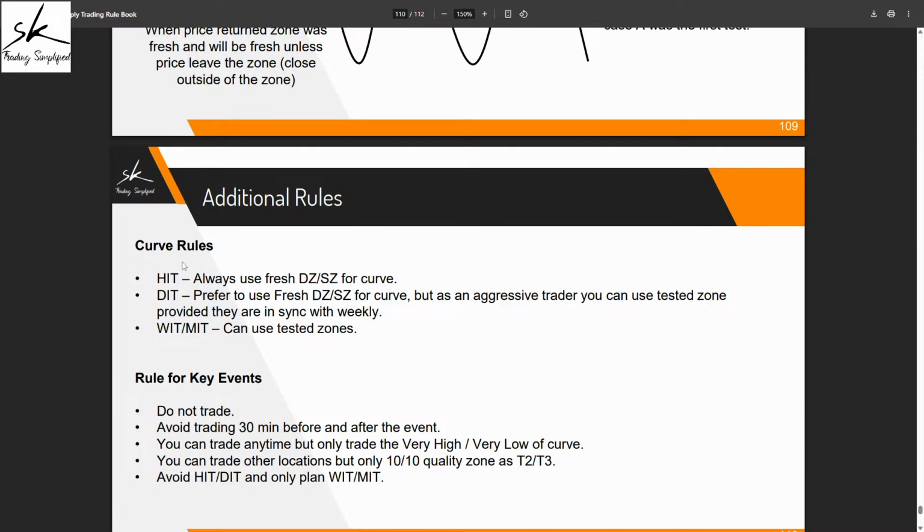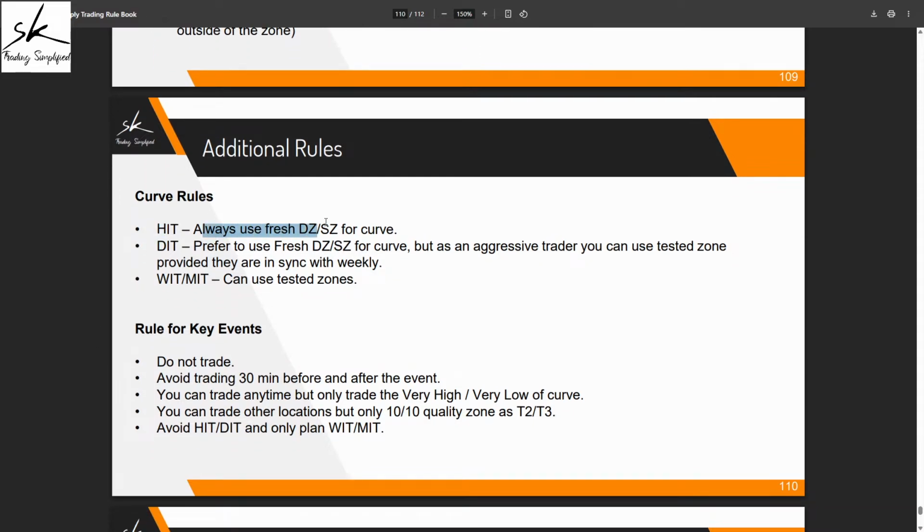So here it is. Can you see the curve rules? For HITs, always use fresh areas. For DITs, yes, you should prefer to use fresh areas. But if you are an aggressive trader, you can use tested zones, as long as they are in sync with the weekly, which means it is also a weekly zone, and also a daily zone. And for weekly and monthlies, yes, if you want to use tested zones, it can be done, because like I said, the bigger the time frames, the higher the weightage. So you can see that is available as a curve rule.